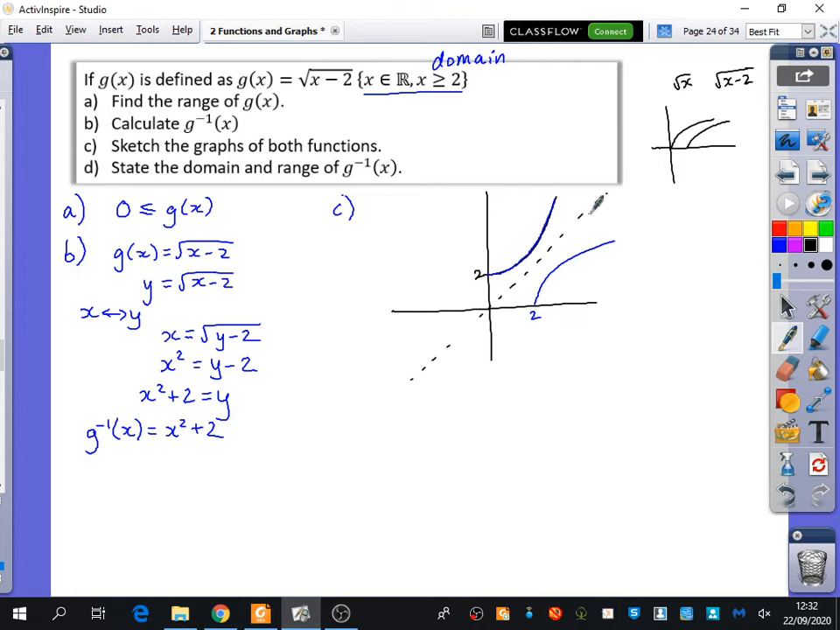I'm not sure if they're crossing the line y equals x. I would check that in a second. I don't know if they do, but you'd still get the mark because it's impossible really to know unless you do some solving of equations here.